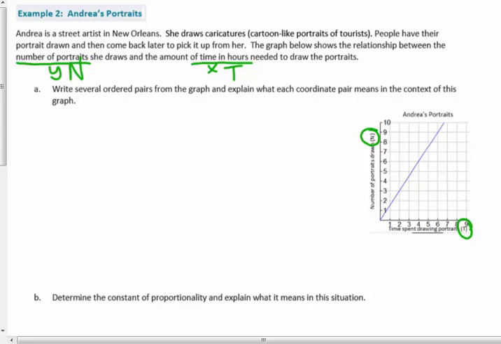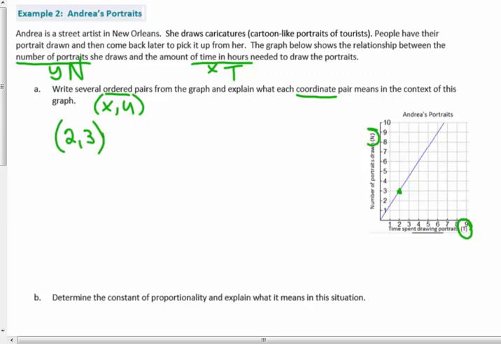Write several ordered pairs. X comes first, order counts, Y comes second. From the graph, and explain what each coordinate pair, which means ordered pair, means in the context of the graph. So using the story or the variables of the graph. I'm going to look for points that are exactly where two lines meet, like this point here, 2, 3. So that's an ordered pair, easy to read. So what does the point 2, 3 mean?